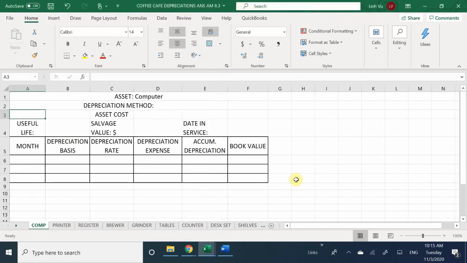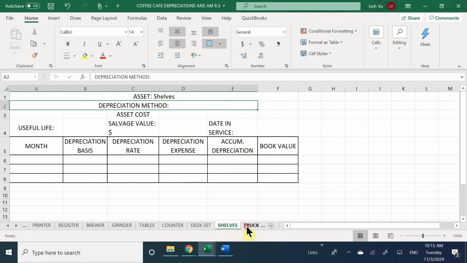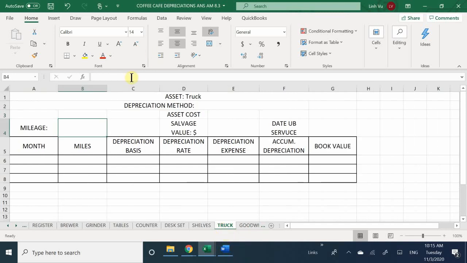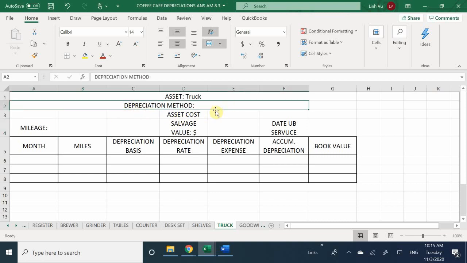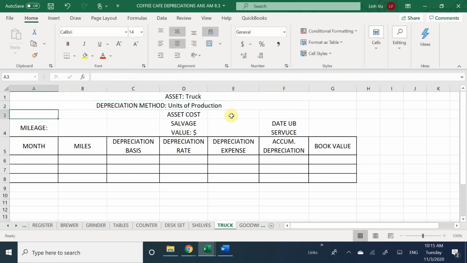150,000 miles. So we're going to go find your truck. It's one of these shelves. Here's my truck. Now, the depreciation method, which we know, is also known as units of production. Actually, no, I'll just type it out. Units of production, so you guys know, also known as activity base.